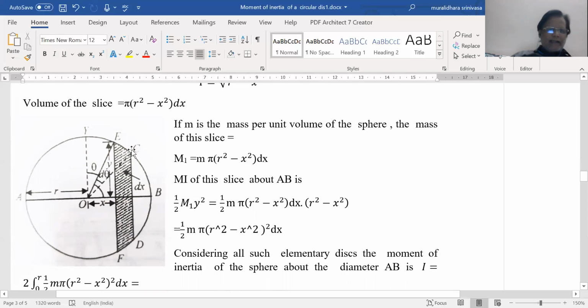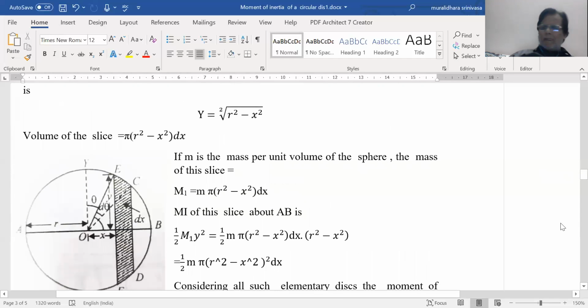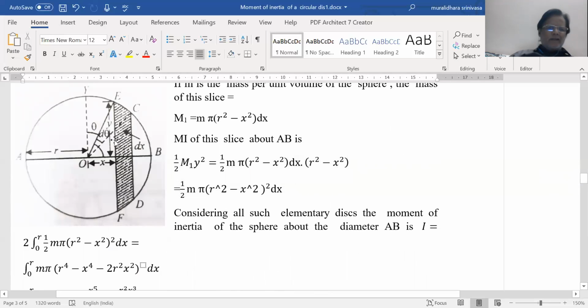So the moment of inertia of this slice, ECFD about AB, is half m1 y square. m1 is the mass of this portion we calculated, and y is almost equal to the radius. So half m1 y square becomes half m pi (r square minus x square) dx into the perpendicular distance, and the perpendicular distance is y. This is the portion, and this is the diameter. Imagine you rotate it about this diameter, that is, it flips about the diameter. Then the radius around which it rotates is square root of r square minus x square.